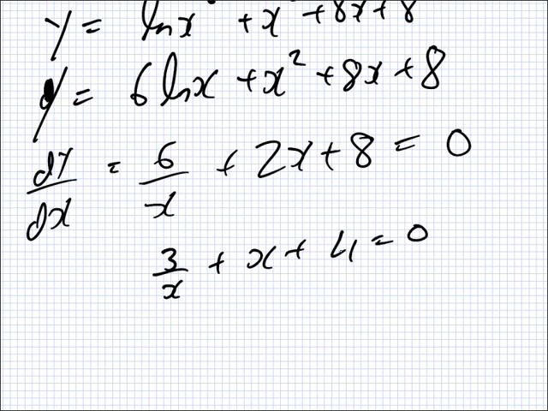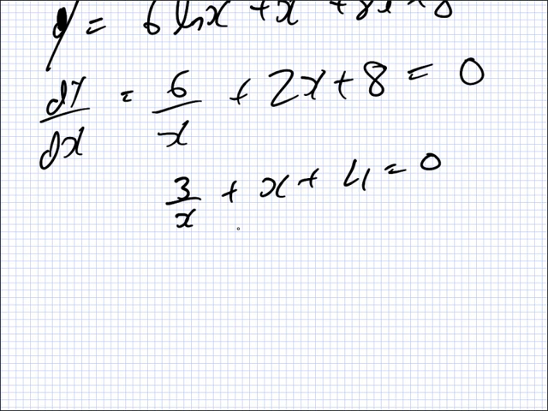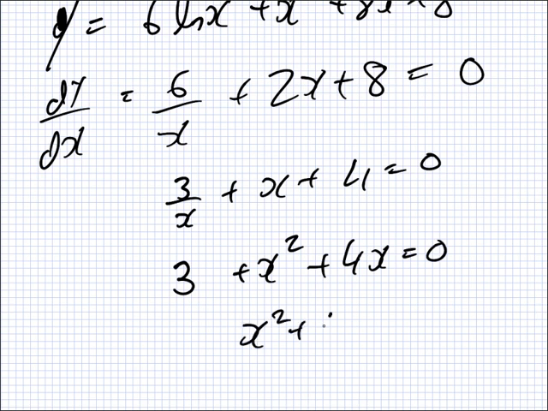First I'm dividing by 2, then I will multiply by x. Okay? So now, multiplying by x, I get 3 plus x squared plus 4x equals 0. X squared plus 4x plus 3 equals 0. X equals minus 1 or minus 3. I got the same answer.